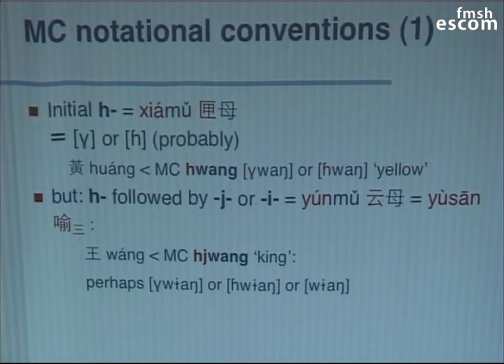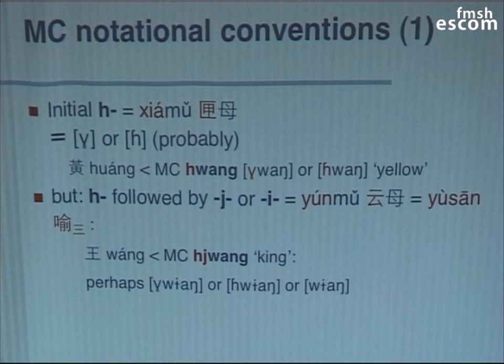I'll mention some of the features of the notation. One thing which is a little bit unfortunate: initial H actually represents a voiced sound, which is called xiamu. There was no good substitute. Huang, yellow, is H-W-A-N-G, and it was probably actually something like Huang, but there's no letter for that, so that's what I did. And the voiceless fricative is written with an X.